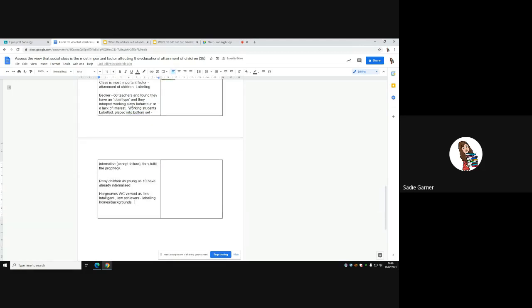Again, three. Becca's the biggest. Little bit of Ray, little bit of Hargreaves, but good range for an examiner. The theme is labelling, working class labelling.